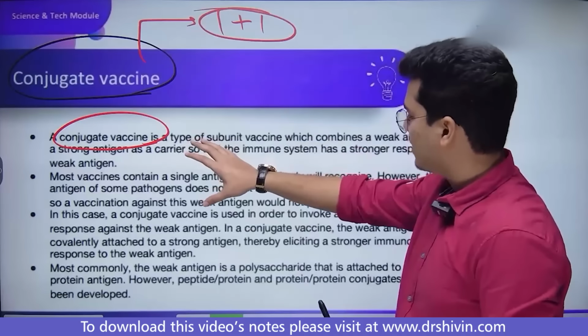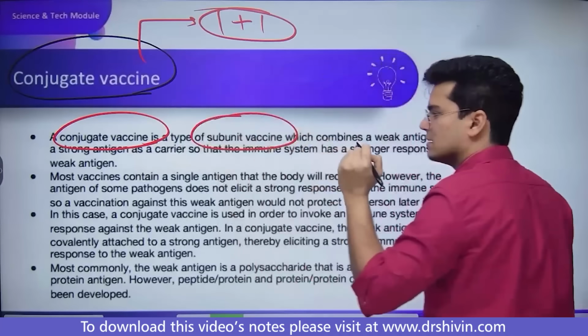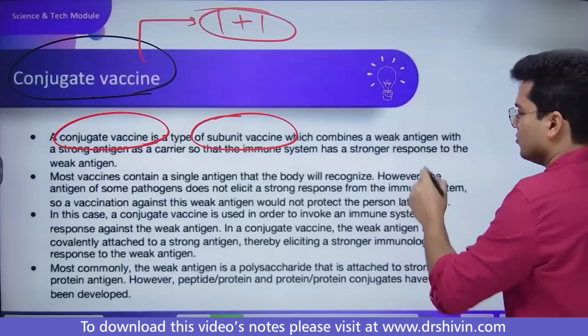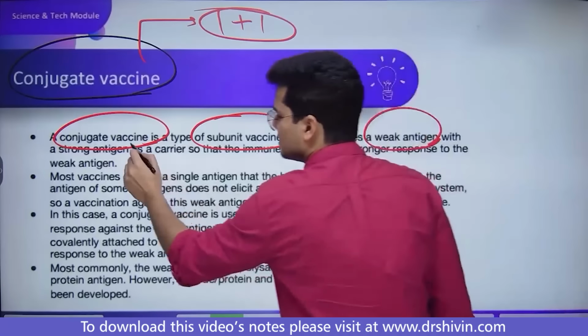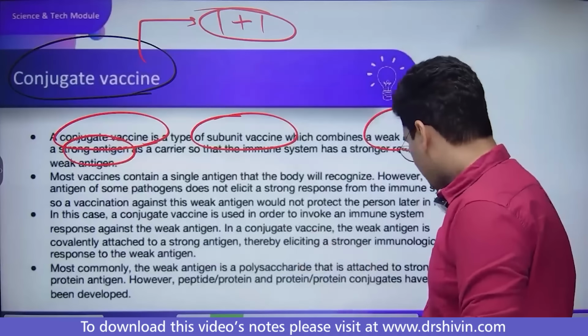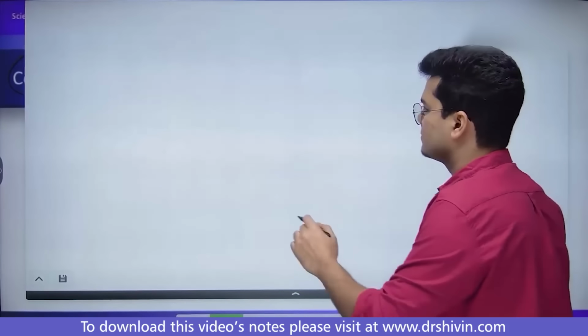So in a conjugate vaccine, what are we doing? A conjugate vaccine is a type of subunit vaccine. It is like a subunit vaccine only, but slightly different. Here we combine a weak antigen with a strong antigen as a carrier. So what is happening here is that there is one weak antigen.